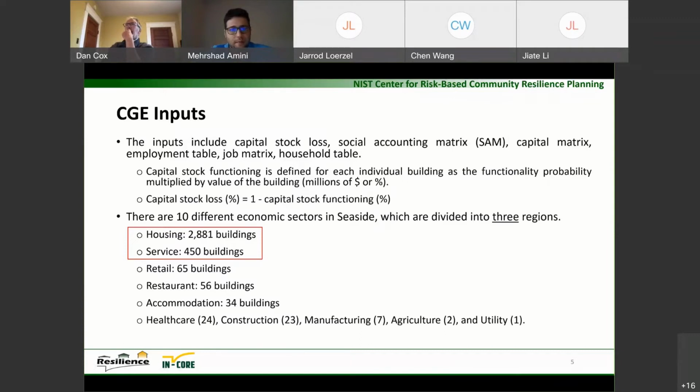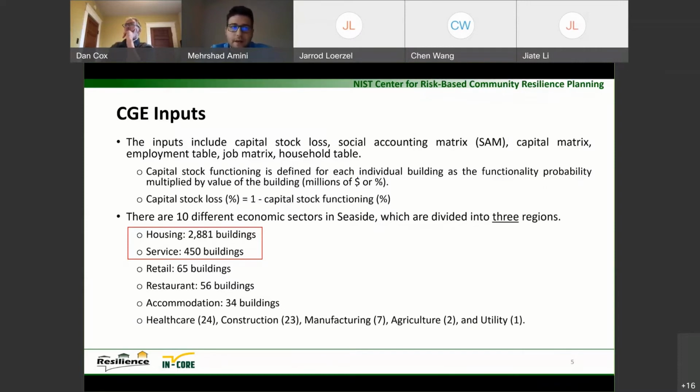And also the important key is how to define the functionality in the process. And once you have the capital stock functioning, 1 minus capital stock functioning gives you the capital stock loss, which in the next slide, sometimes we just switch from capital loss to capital functioning.